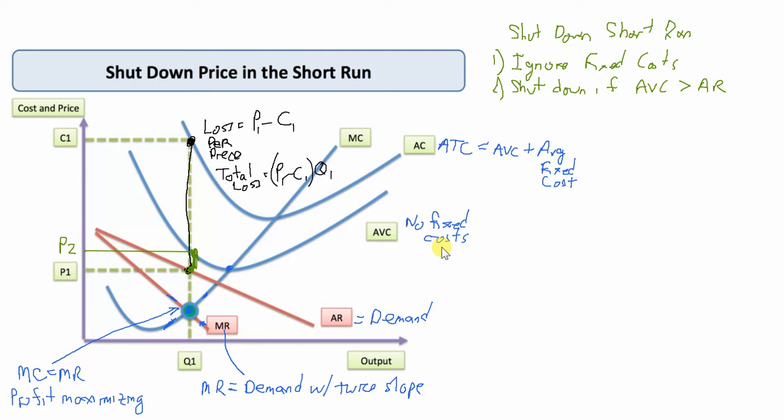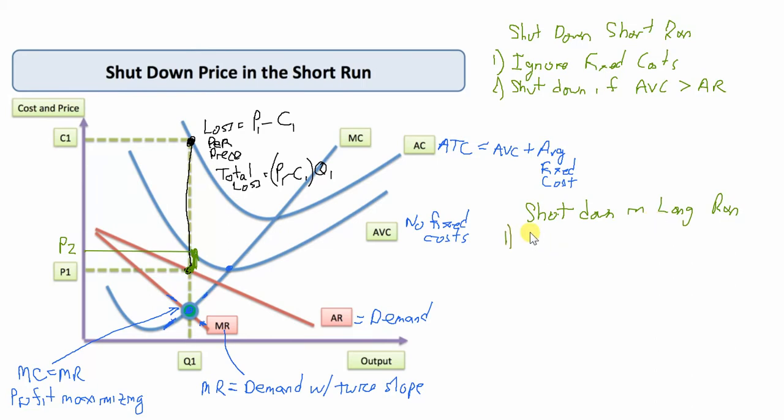Let's take a look at shutdown in the long run. Okay, so why would they be different? Well, first of all, in the short run, anything could happen. There could be market disruptions or hope that things will change. In the long run, things aren't changing. Things have played themselves out, and you're not expecting any additional changes in the long run.